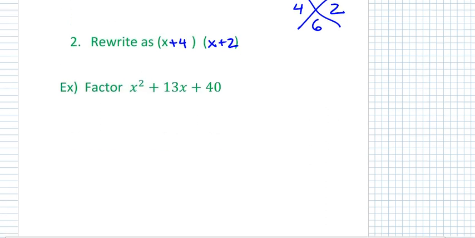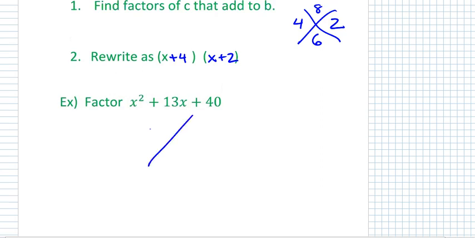You can do the same thing for x squared plus 13x plus 40. The factors of 40 that add to 13 are 8 and 5. So you have x plus 8 and x plus 5.